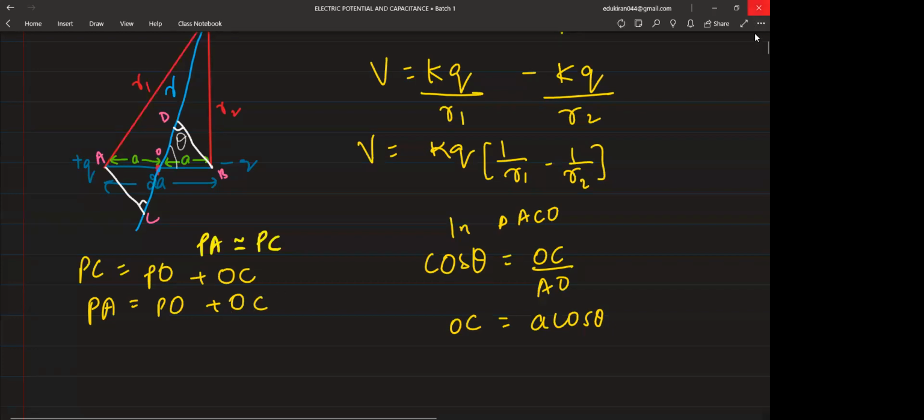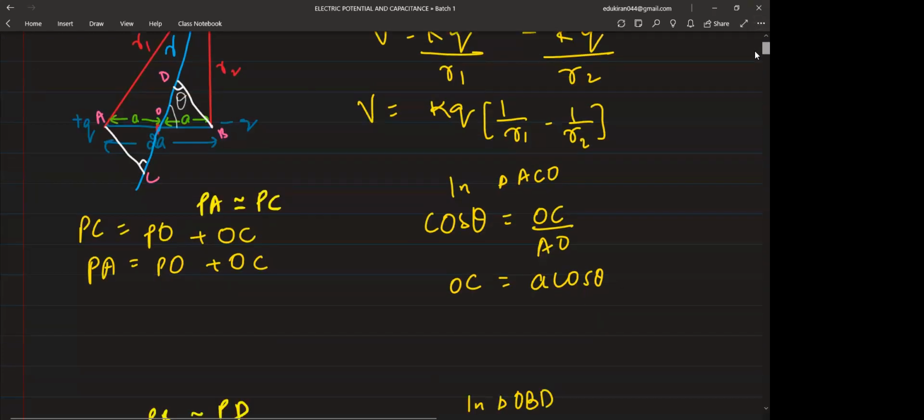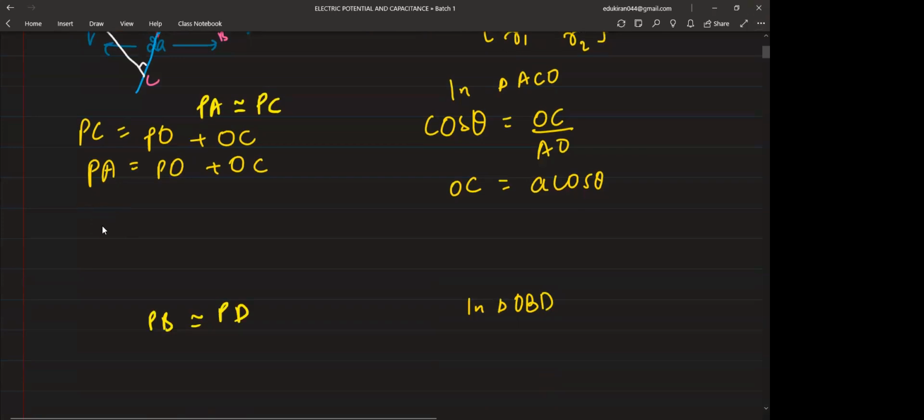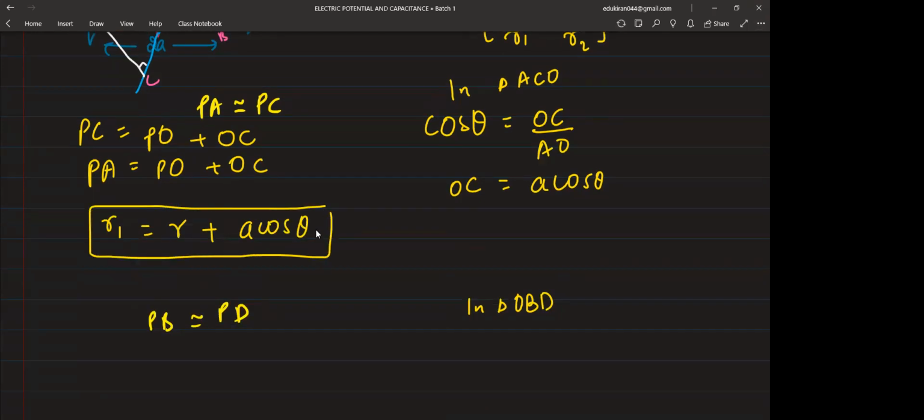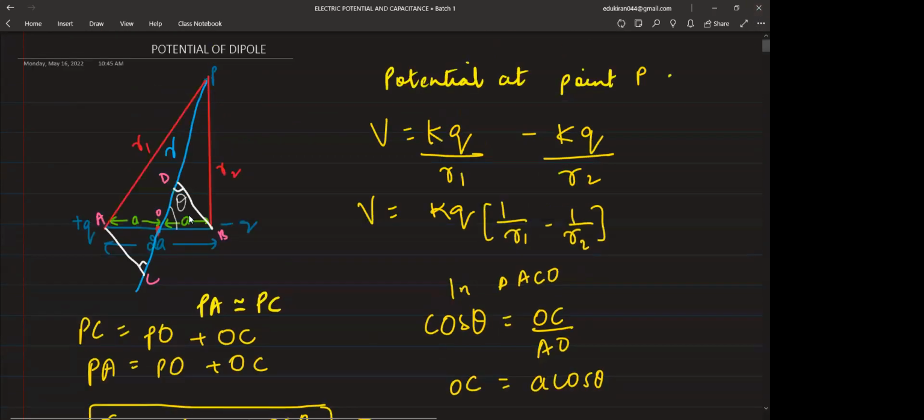Now can I replace all the terms here? I can write PA as R1, PO as small r, and OC as a cos theta. One equation which we have received. Similarly, look at the second triangle. Here in this second triangle, actually these smaller ones are now equal, right?